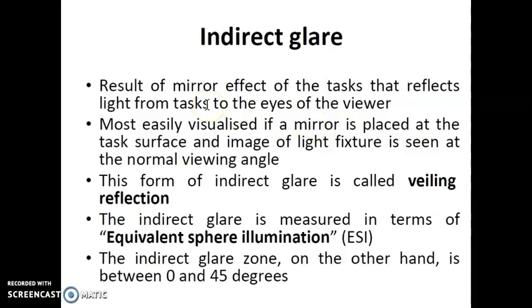Next one is the indirect glare. That is again a result of the mirror effect of the task that reflects light from the task to the eyes of the viewer. So you are on your work area, doing some work, and because of the type of the task, the light which is getting reflected onto the task and then coming to your eyes is known as an indirect glare. So basically you can just imagine that you are keeping a mirror on your work table, and if the luminaire is directly falling light onto the mirror, then that light will be reflected back to your eyes. That is an indirect glare.